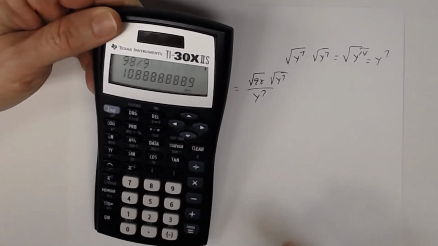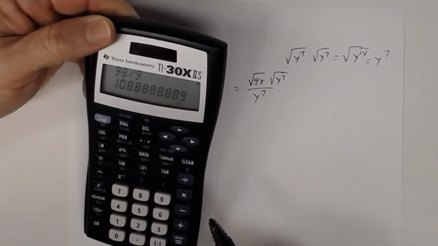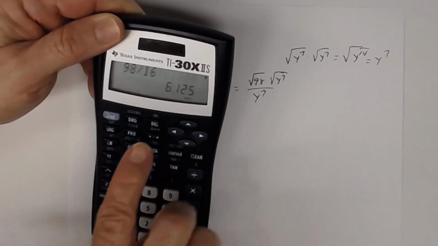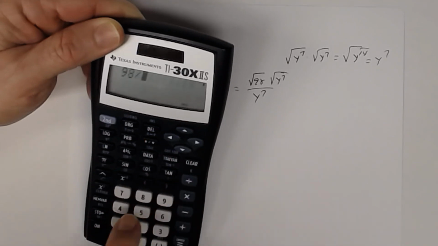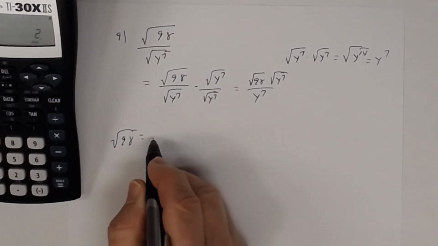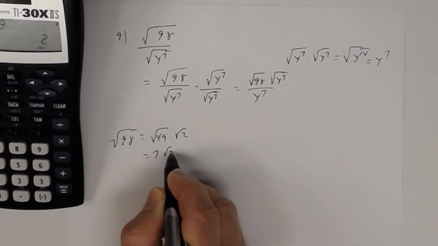So let's try, the next one will be what? Well, obviously 25 wouldn't go into it. So let's try 16 though. 98 divided by 16. Nope, that doesn't work. So let's try 49. 98 divided by 49. Yep, that's it. So square root of 98 will be the square root of 49 times the square root of 2. So that's 7 square root of 2.